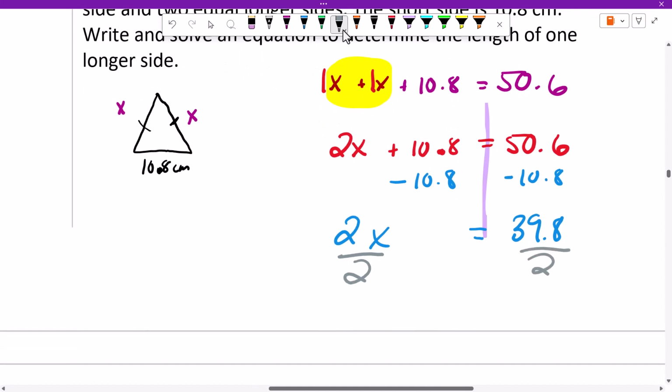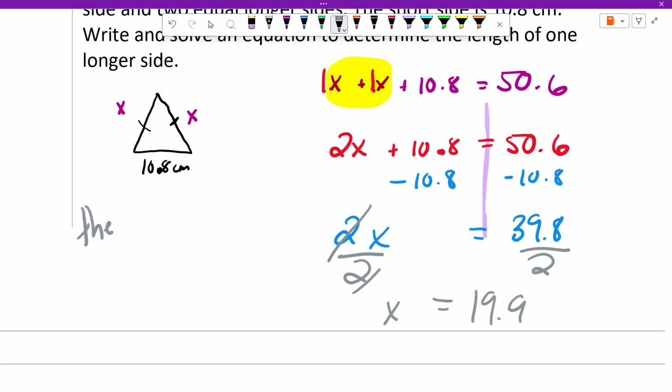Divide, divide, the 2's go away, and 39.8 divided by 2, since we have our decimals in this question, we're going to actually calculate the value, and not going to leave it as a fraction. So half of 39.8 is 19.9, yeah. So you can say the missing side is 19.9 centimeters. The missing side, or sides.